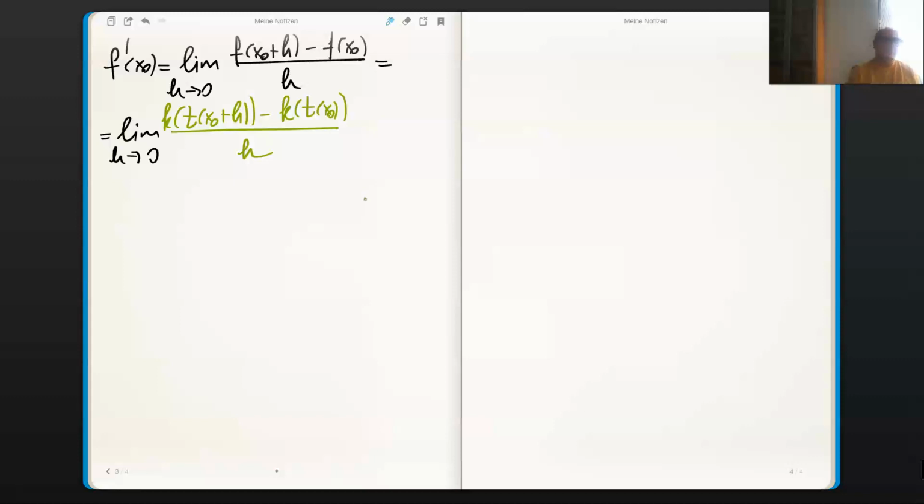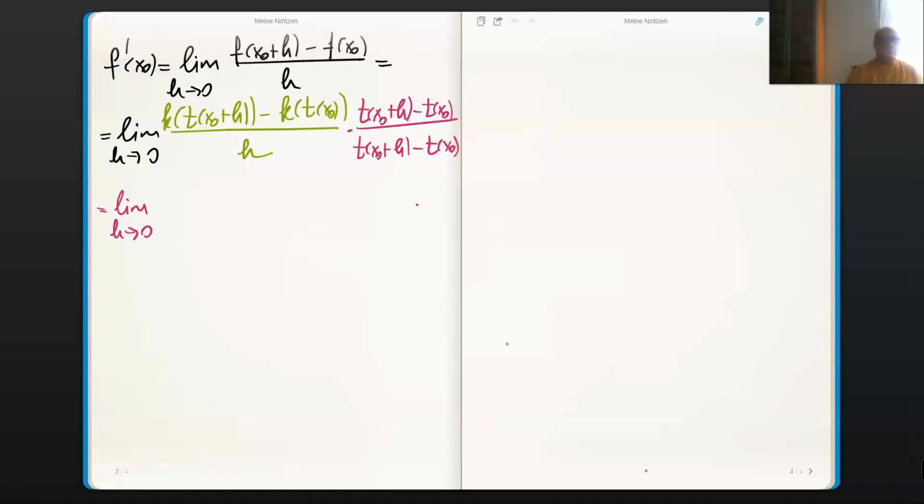But we can multiply times 1. It's kind of a trick again that we have to use here. And this one we're writing this time as t of xo plus h minus t of xo divided over t of xo plus h minus t of xo. Now we're having a product of two fractions, so that means we're multiplying numerators and denominators, and we can also rearrange them because of the commutative law the way we like it.